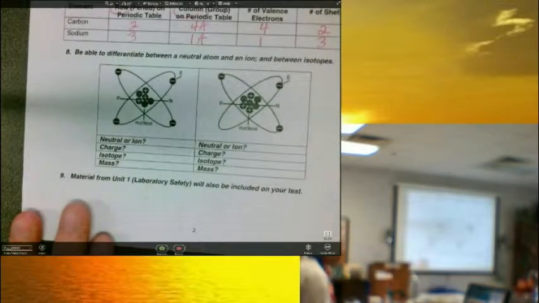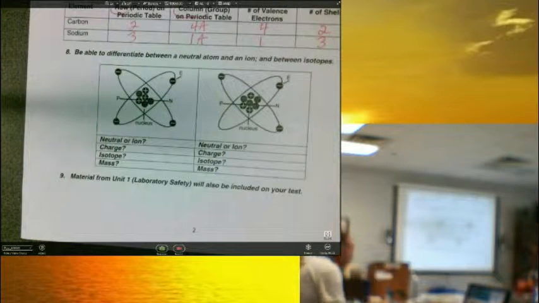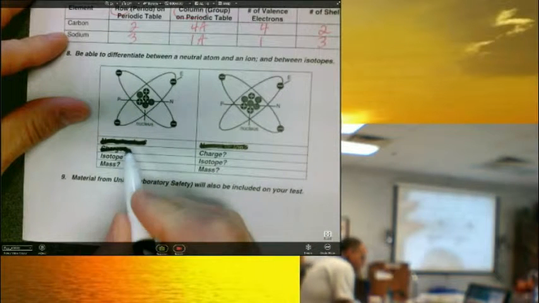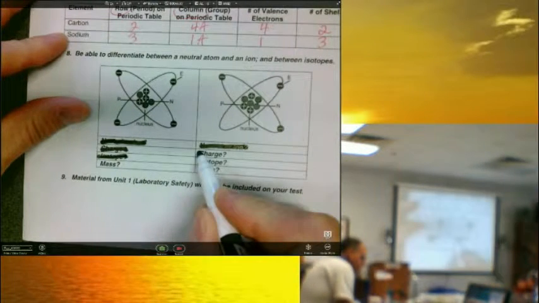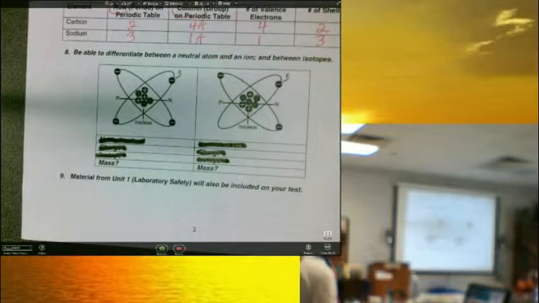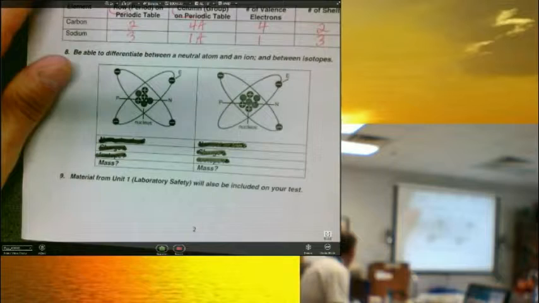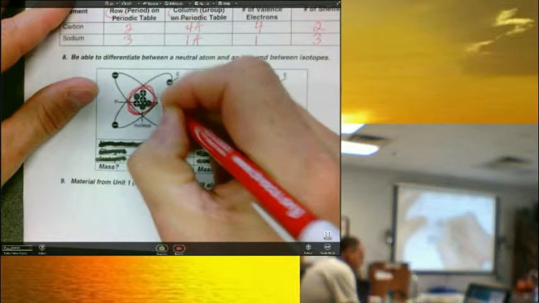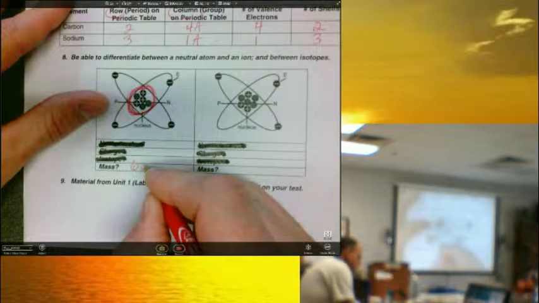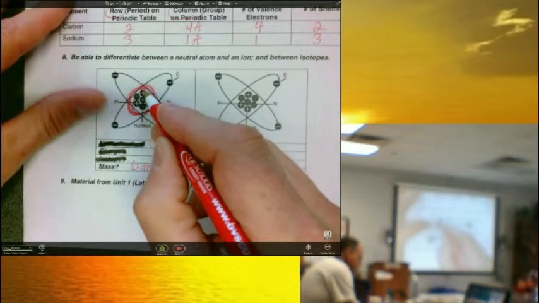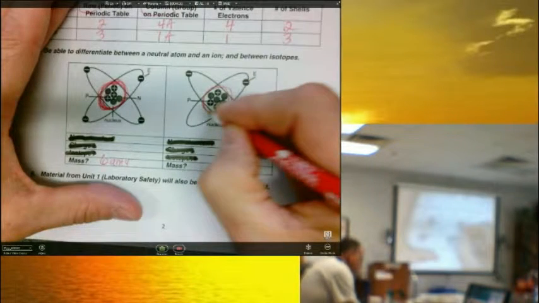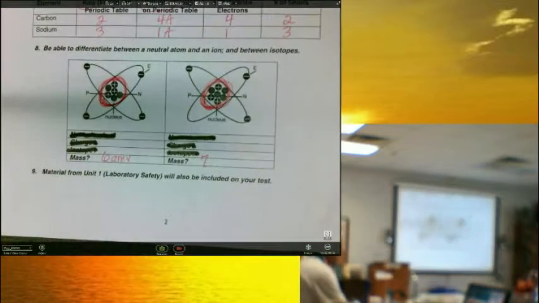Okay, on number 8, we did study about neutral and ions, but we're not going to be tested over that. We won't be tested about the charge of the atom or the isotope, so I want you to ignore that. The only thing you will have to be able to do when looking at a diagram like this is determine the mass. To determine the mass, you have to count the particles inside the nucleus. And here the mass is 6 AMU. 1, 2, 3, 4, 5, 6. You do not count the electrons because they have no mass. To find the mass of this one, again, you look at the nucleus and you count the particles. There are 7, and it's 7 AMU.